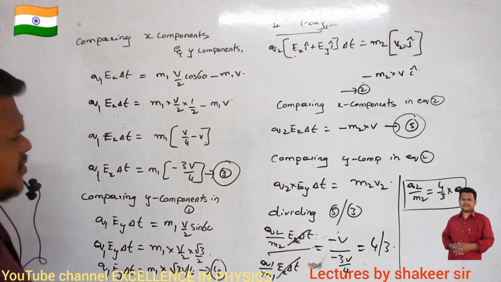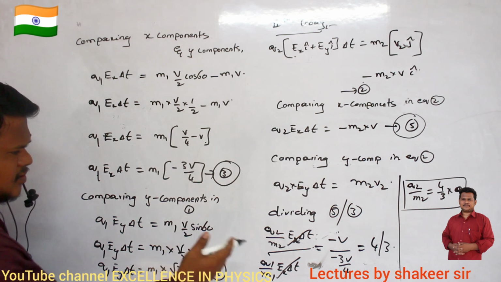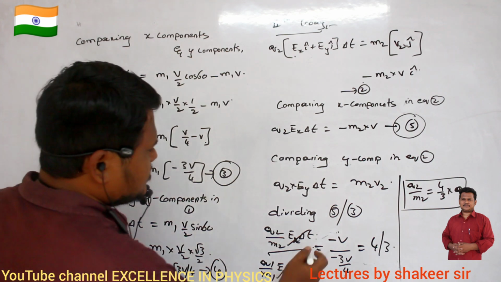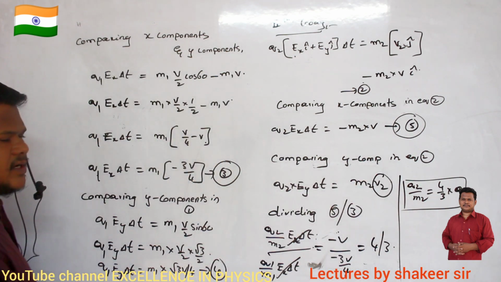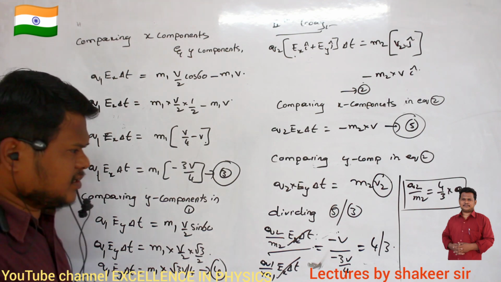And similarly, you can compare other quantities also, and you can find this V2 value also. This is an unknown quantity, no? So this V2 value also you can calculate. Okay, come on.